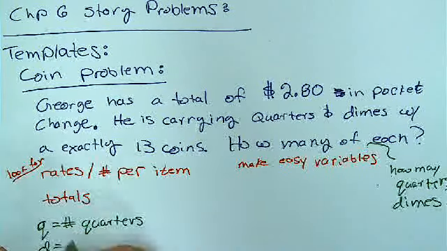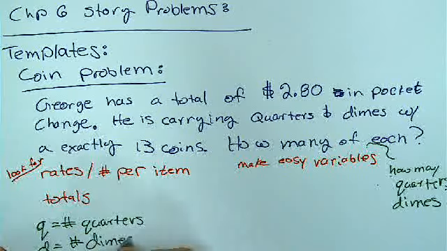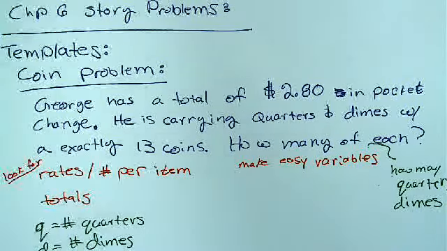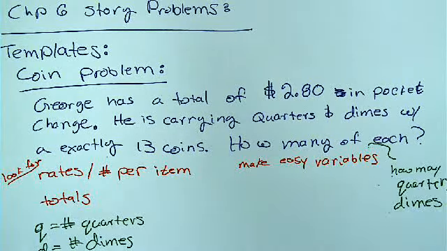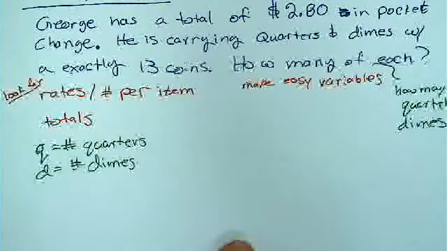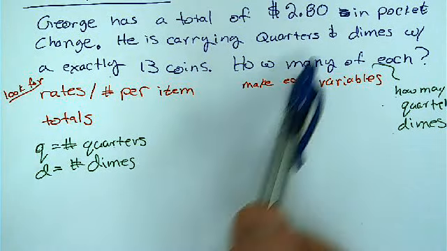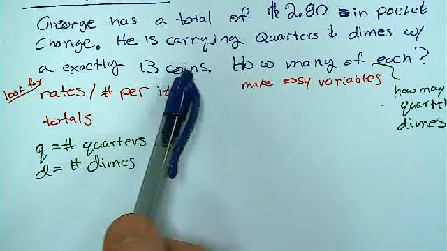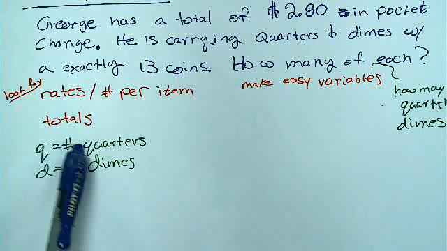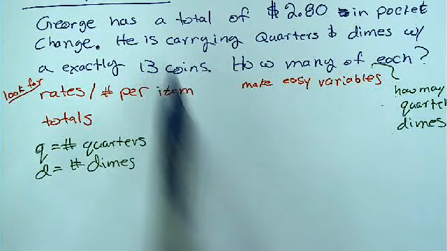D is going to represent the number of dimes. So that's going to help with that. Let's take this last equation, this last statement. Can I take these guys and this information and write an equation?